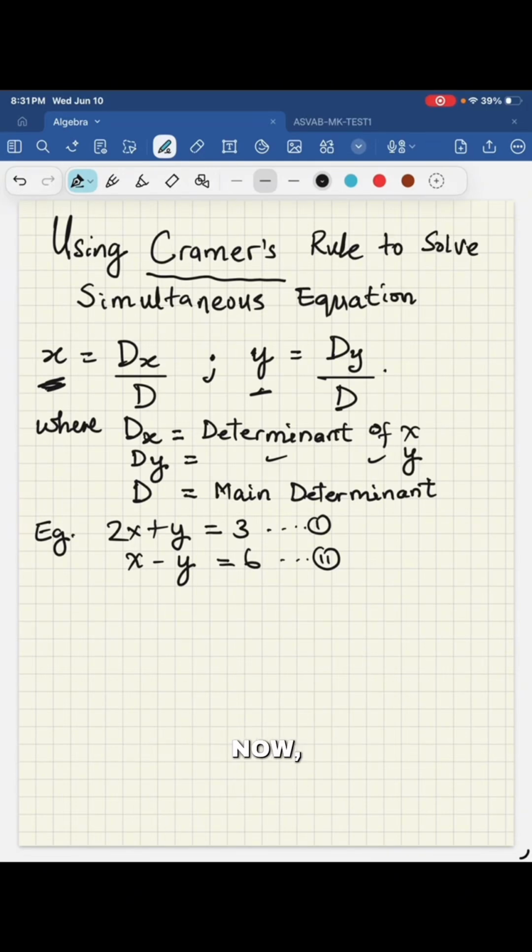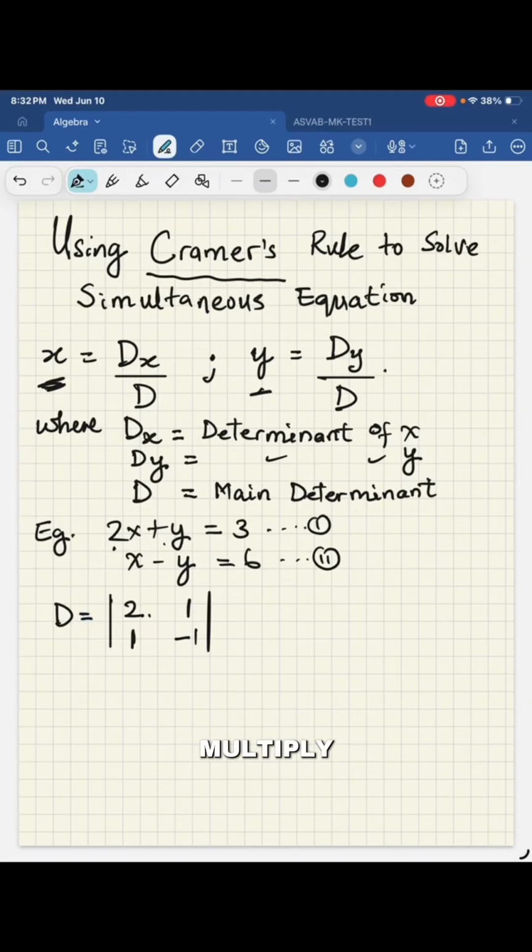Now for Cramer's rule, to find d, the main determinant, you just take the coefficients of the variables. You have 2, and the coefficient of this one is 1. Then you come down to the other row, you have 1, then you have minus 1. Then you draw this. Now you find the determinant. How do you find the 2 by 2 determinant?